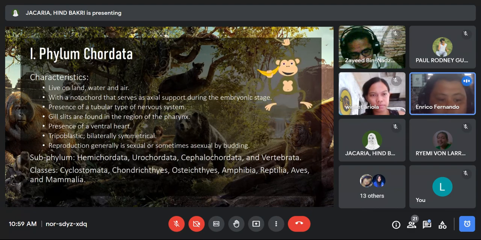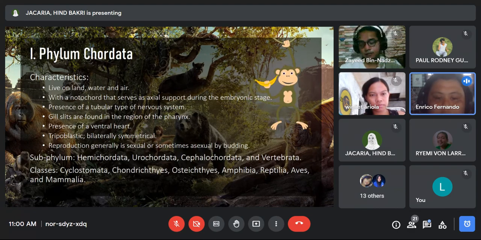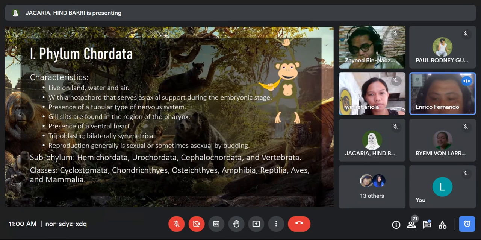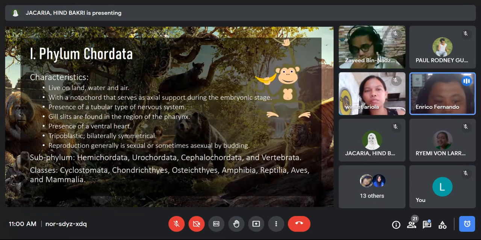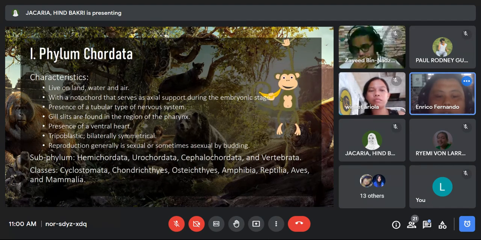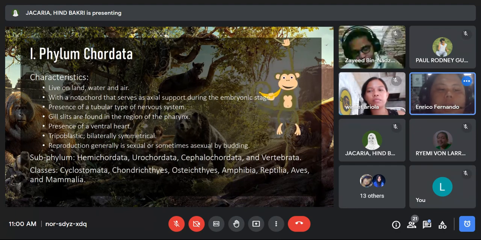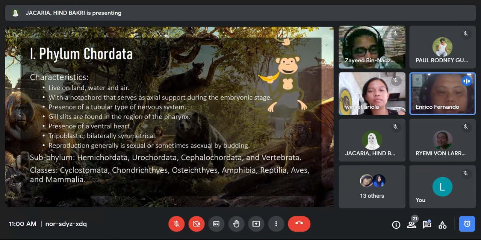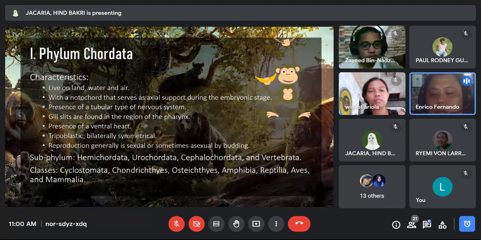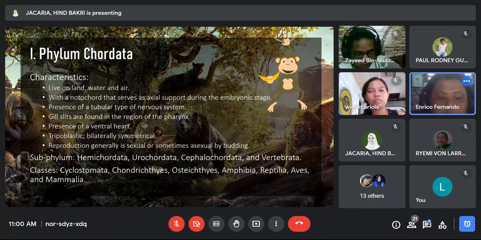Another is a notochord that serves as axial support during the embryonic stage. Yung notochord, ito yung cartilaginous skeletal rod na nagsusupport sa body nila. If you say axial naman, yung meaning dito banda, yung sa chest banda pataas, ito yung axial part natin. Phylum Chordata also have a tubular type of nervous system. By the word tubular, yung shape ng nervous system nila is parang pa-tube.